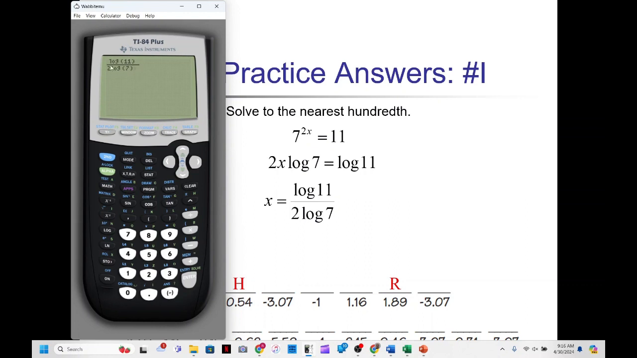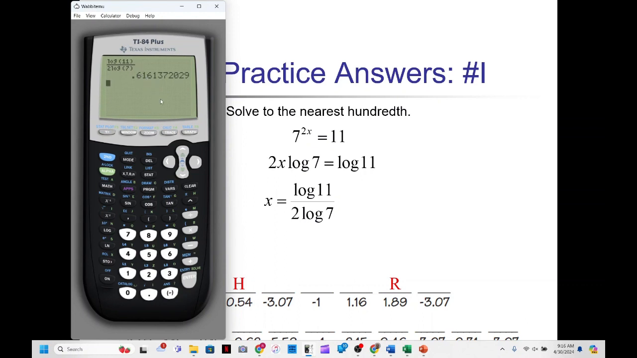Now if you don't use this fancy fraction mode, you're going to have to put a parentheses around the 2 and the log of 7 if you're just using a regular division symbol. Otherwise, the order of operations is going to cause you to multiply by the log of 7 instead of also dividing by it. But if you do this fancy fraction mode, it's all taken care of for you. So that should give us 0.62.